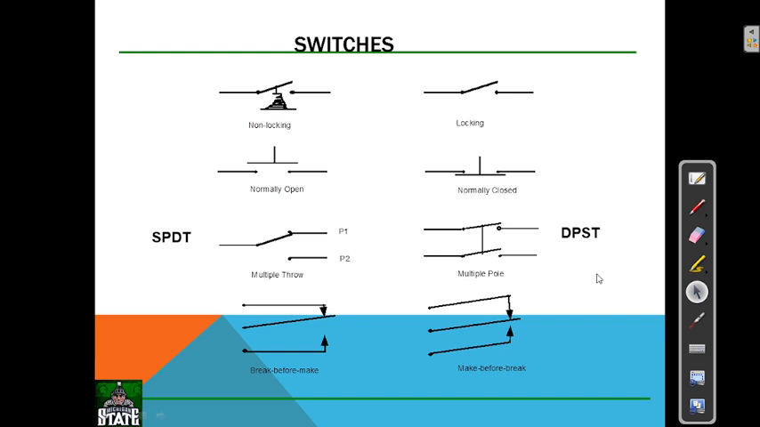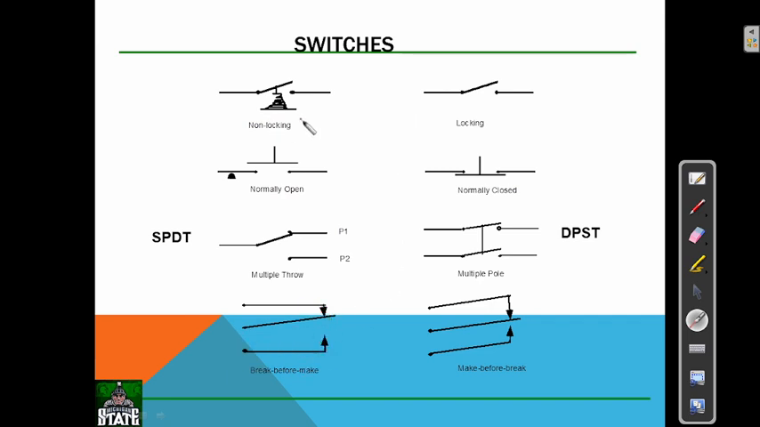These are all the switches in PLCs. This is a non-locking switch. This is normally open. SPDT means single pole double throw switch: S means single, P means pole, single pole double throw. There are a lot of switches available. Here is a single pole double throw switch, and you also have double pole double throw, multiple throw, as well as break before make.